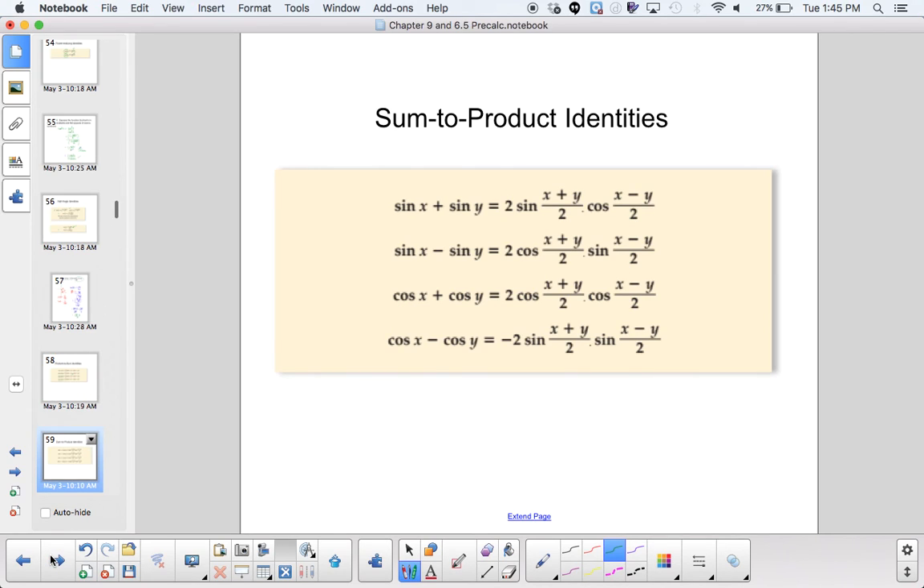And then the last set is the sum to product. So if you have a sum and you want to take it to a product, notice here's your sum and here is your product. Okay. And that's all I have for section 9.3.